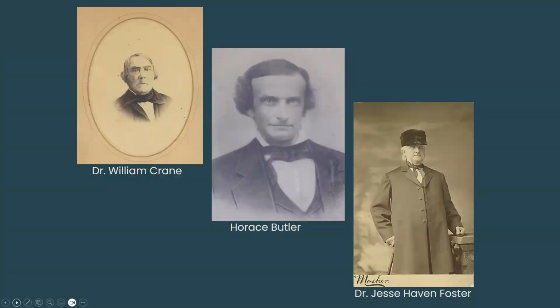During those early years, others found their way to the settlement. New arrivals to the area in 1836 and 1837 included Dr. William Crane, Horace Butler, and Dr. Jesse Haven Foster. Dr. Crane came from Vermont in 1836 and took up a tract of land along the Milwaukee Road near today's Libertyville Bank and Trust and northward to Lake Street.